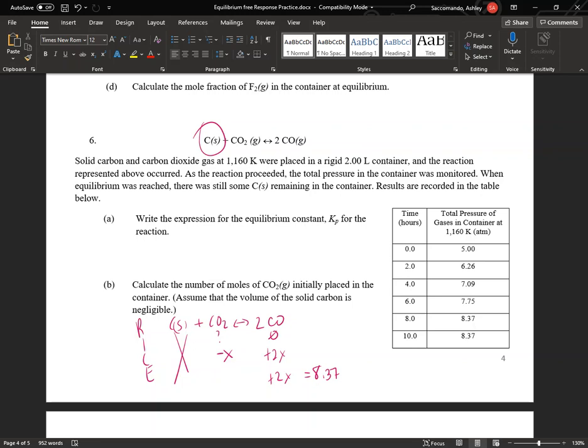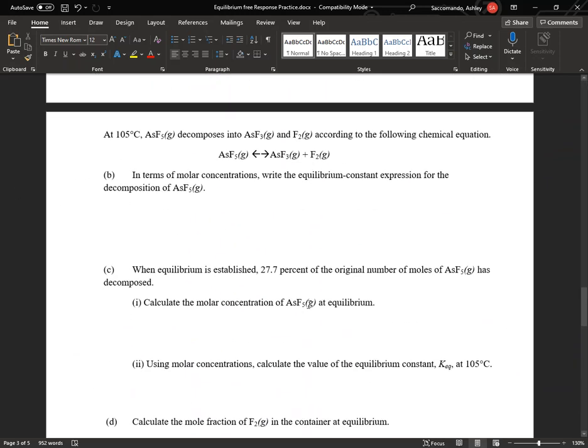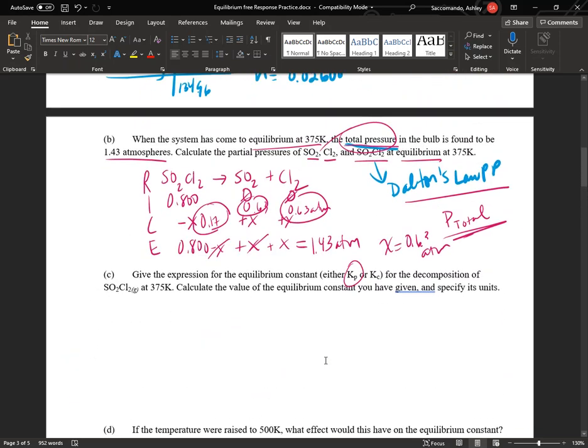Initial moles. Oh, I want moles. What am I doing pressure for? What do I want? Why am I doing that? I don't know. Anyhow. Oh, okay. Well, part 3C, really? Oh, that's not 3. That's 5. Where's 3? Up here.